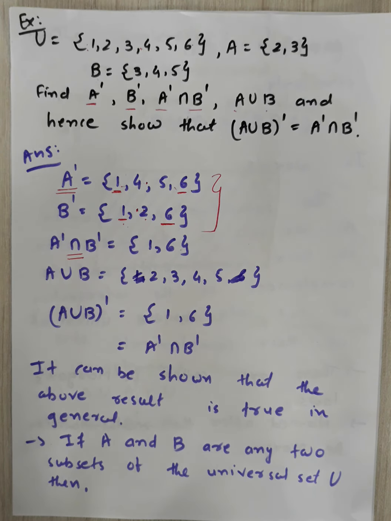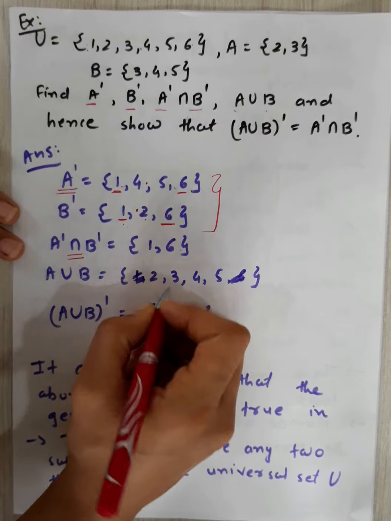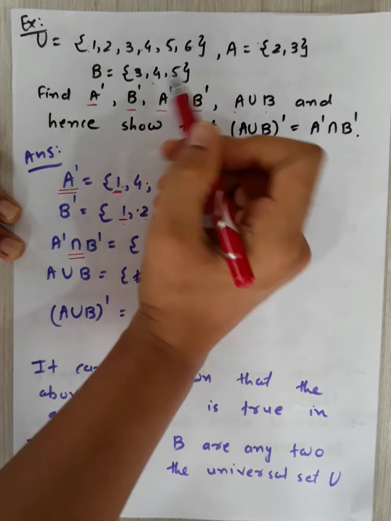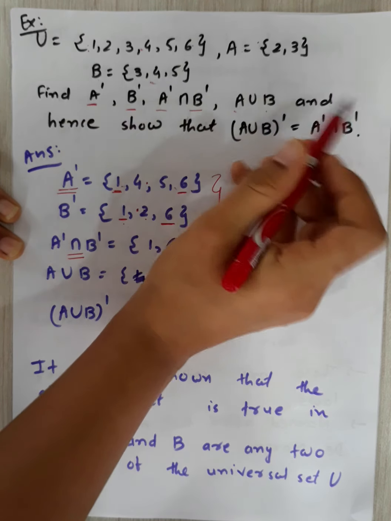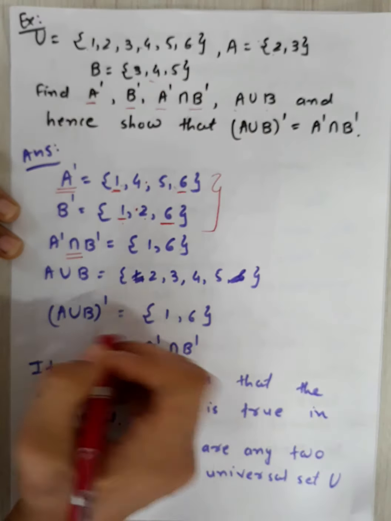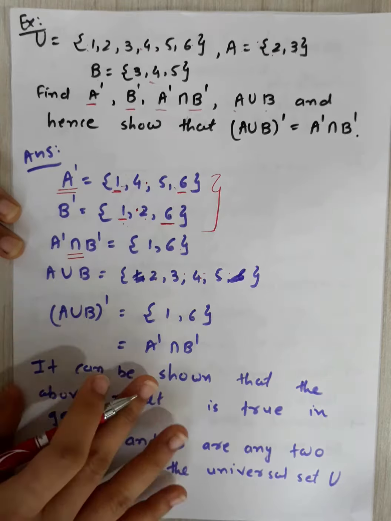Now the fourth is A union B. All the elements of A and all the elements of B. Just remove the repeated elements. Repeated elements you have to write only once. {2, 3, 4, 5} is the A union B.